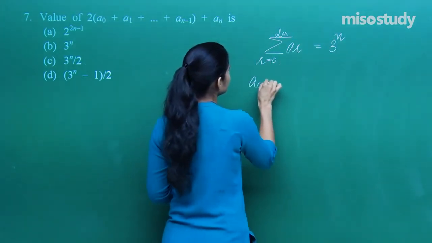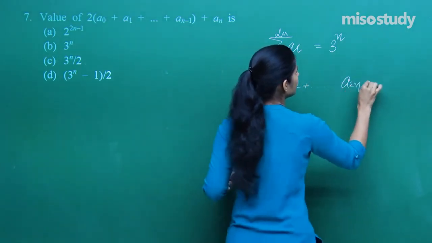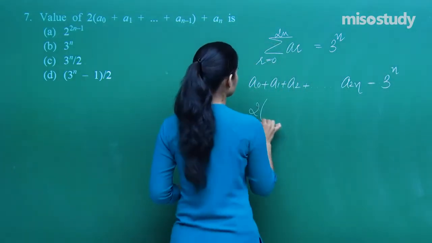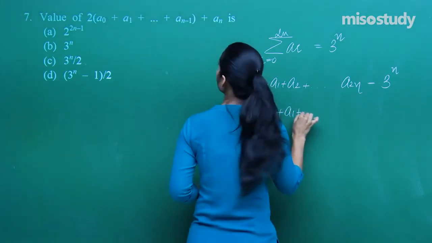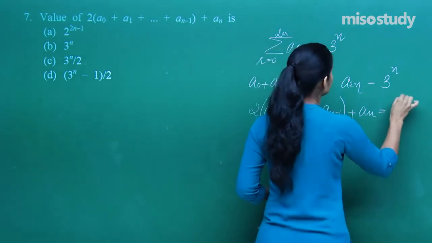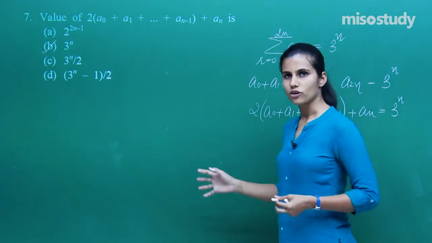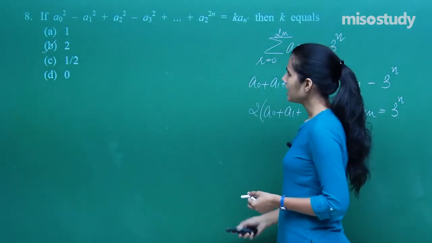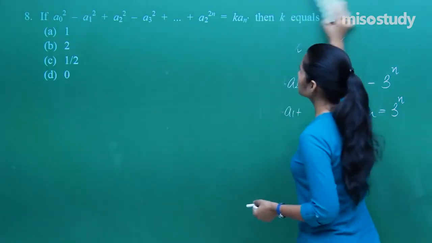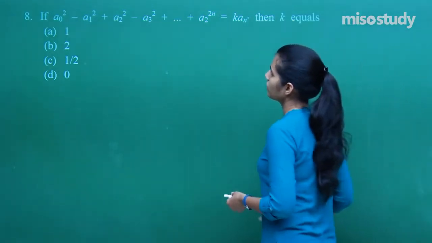When you expand this, you get a0 plus a1 plus a2 and so on, a2n. But you know ar equals a2n minus r, so basically this becomes twice of a0 plus a1 plus and so on an minus 1, with an left alone, is also equal to 3 to the power n. So because of the first option, I am getting the second option correct in here. Next we have, if a0 square minus a1 square plus a2 square minus a3 square and so on is k an, then k is equal to what?